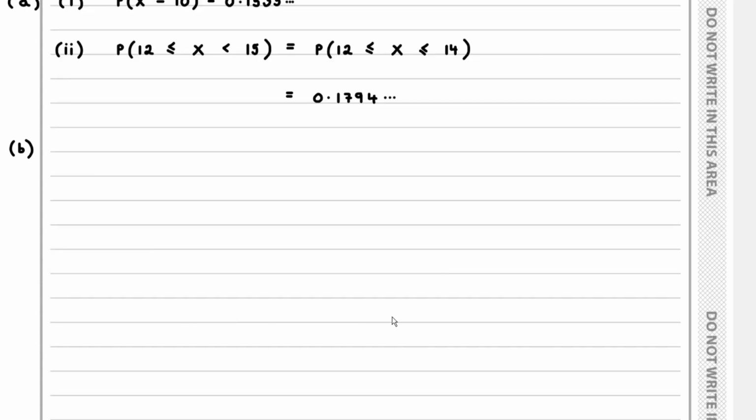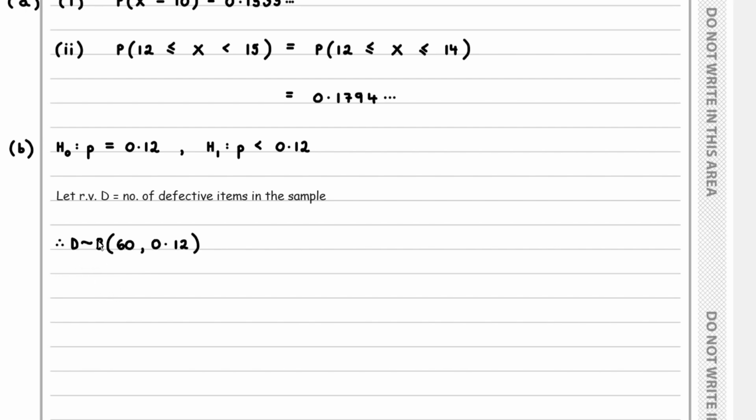To begin with, H0, our null hypothesis, that's P equals 0.12, and H1, that's P is less than 0.12. And the reason for this is because we are looking at whether the proportion of defective items produced by a machine has decreased following the maintenance service, which is why we have the less than. Now, if we let the random variable d equal the number of defective items in the sample, d is then binomially distributed with parameters 60 and 0.12.